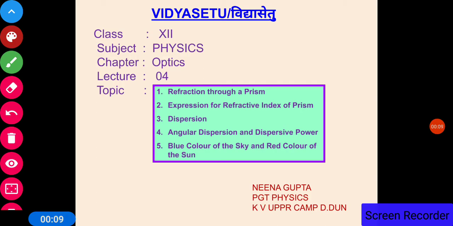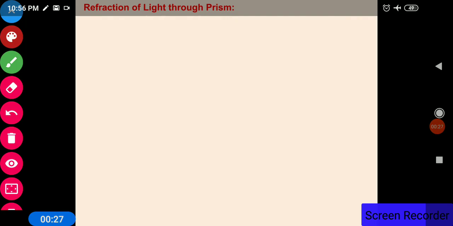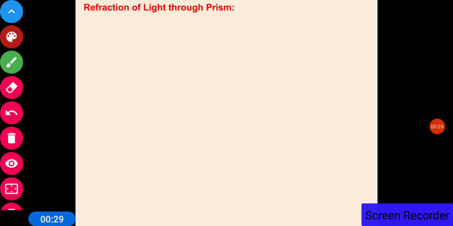Today I am going to cover the following topics: refraction through a prism, expression for refractive index of prism, dispersion, angular dispersion and dispersive power, blue color of the sky and red color of the sun. So let us start refraction of light through prism.